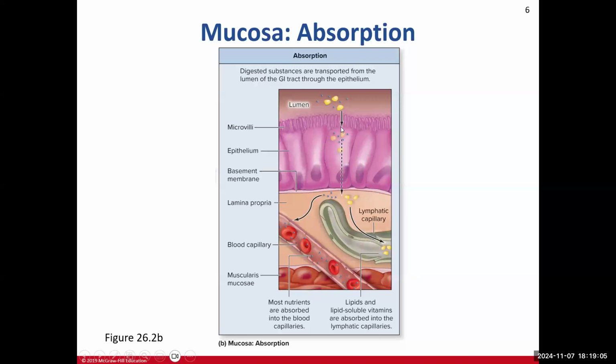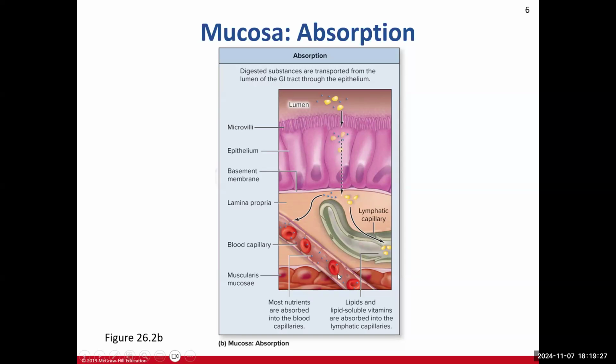If it's a fatty substance, if it's a lipid, it will wind up in the lymphatic capillaries and move into the lymphatic system, into the lacteal lymphatics, which eventually drain into the cisterna chyli, and then that all eventually gets dumped into the thoracic duct, which then gets dumped back into your bloodstream. So it just takes a little extra step.